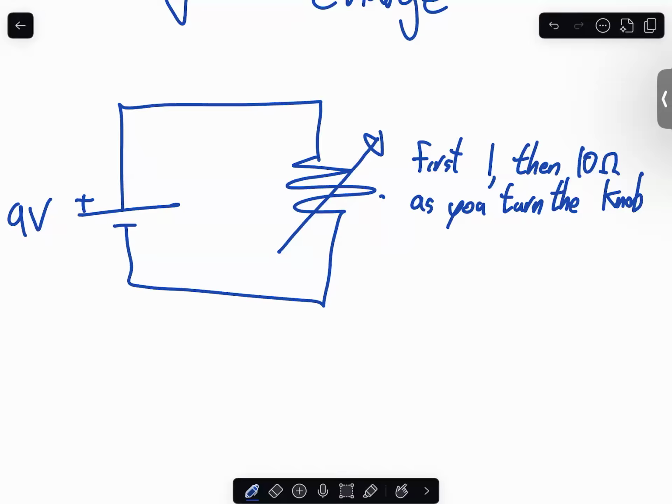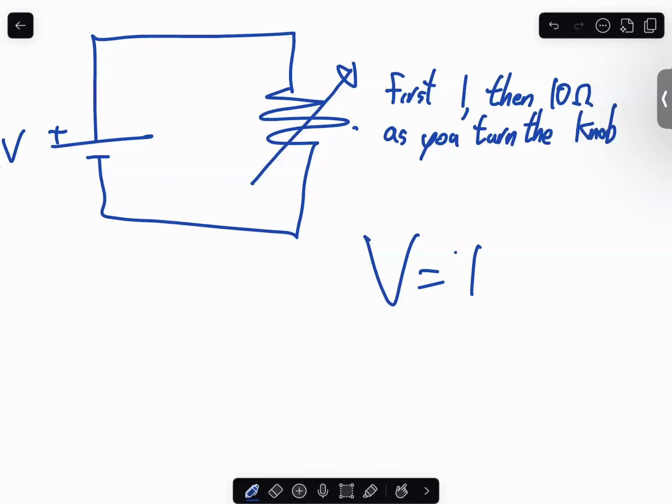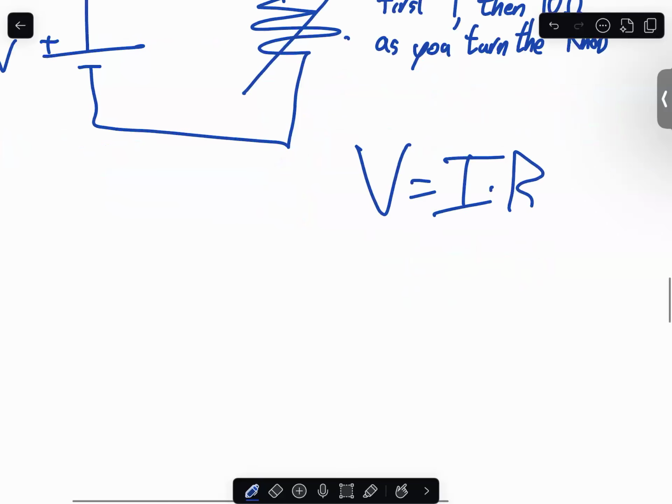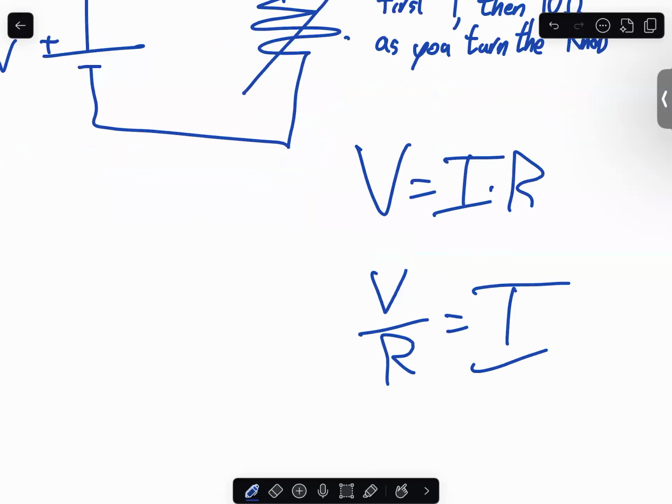V equals I times R. V does not change. R gets bigger. What must happen to I? Let's write this as a fraction. If V equals I times R and I solve for I, I get V divided by R equals I. Tell me what happens to a fraction when its numerator stays the same and its denominator increases. Google question O: what happens to fractions whose tops stay the same and bottoms get bigger?